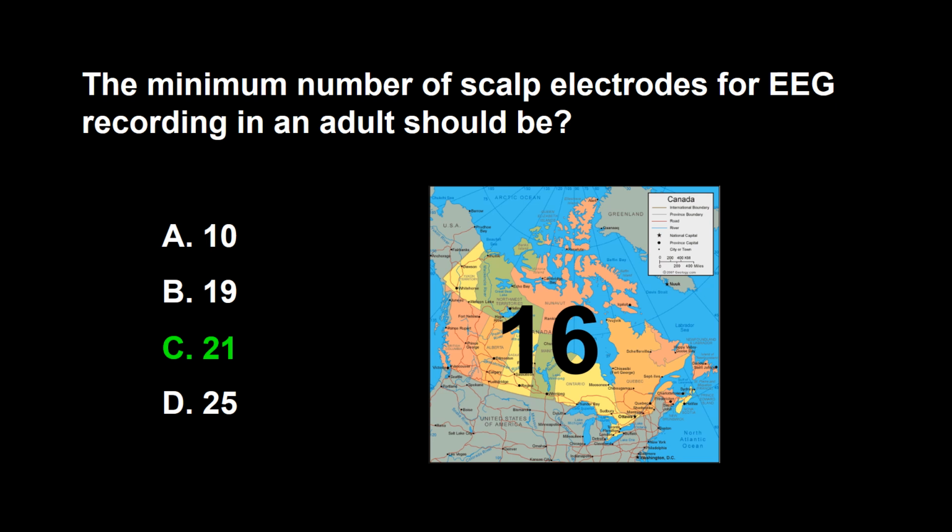Nevertheless, in Canada, going by the 2002 recommendation, the least number of electrodes that should be used is said to be 16.